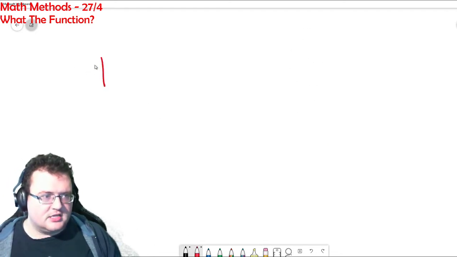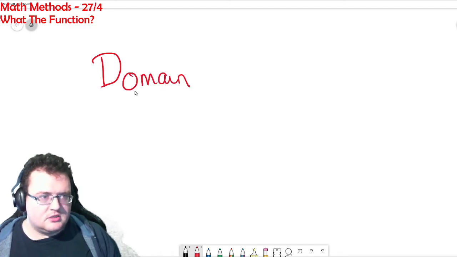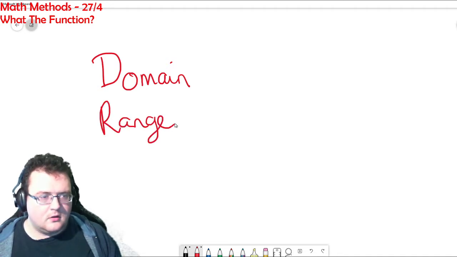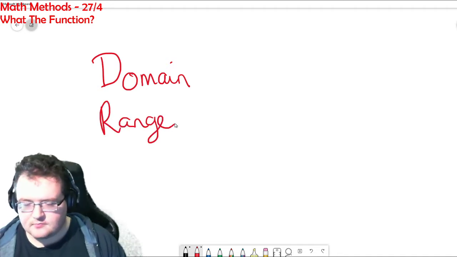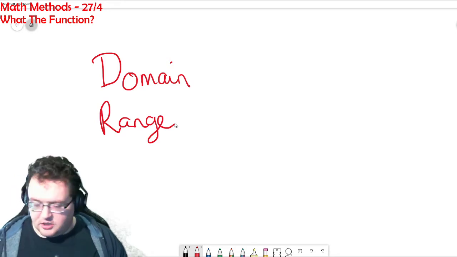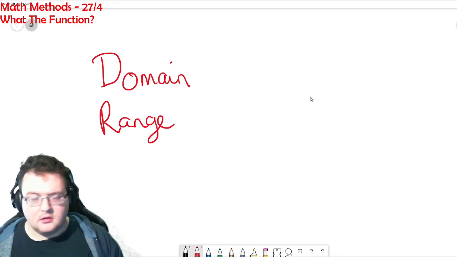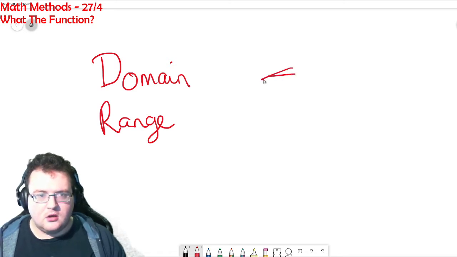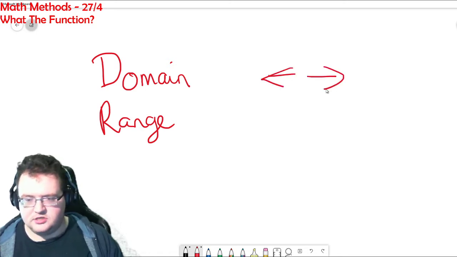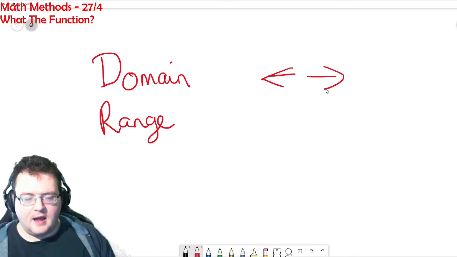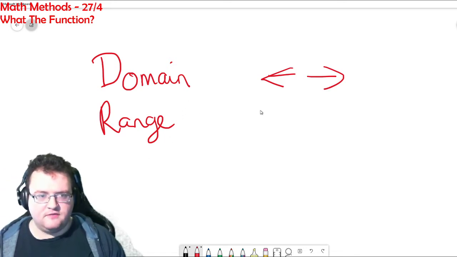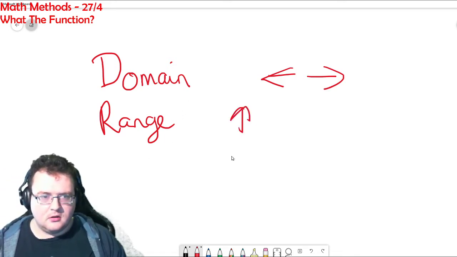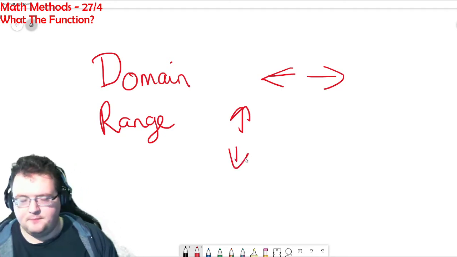All right. And those words are domain and range. All right. So domain are all the possible values horizontally. And the range are all the possible values vertically.